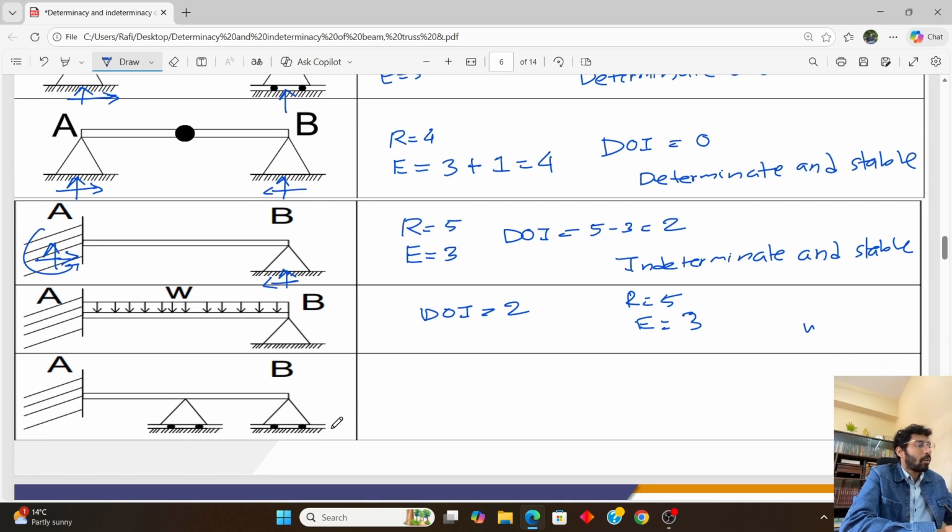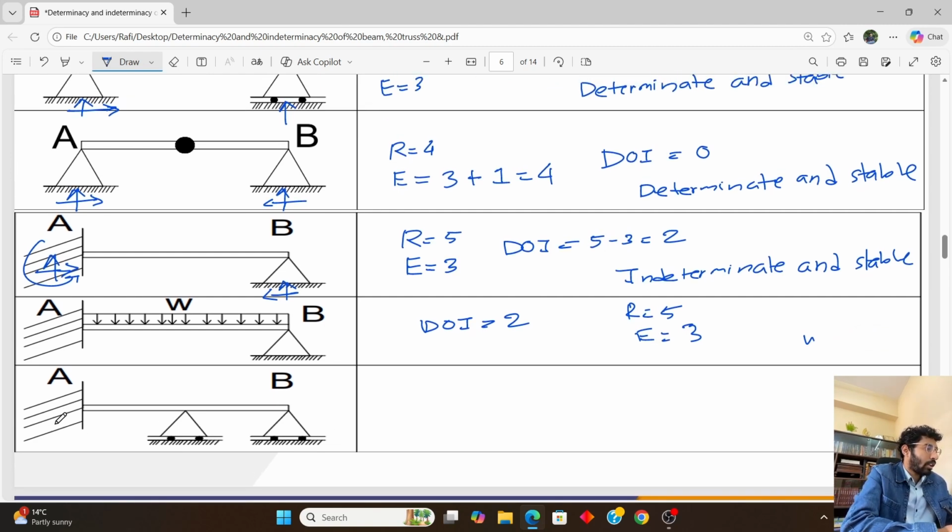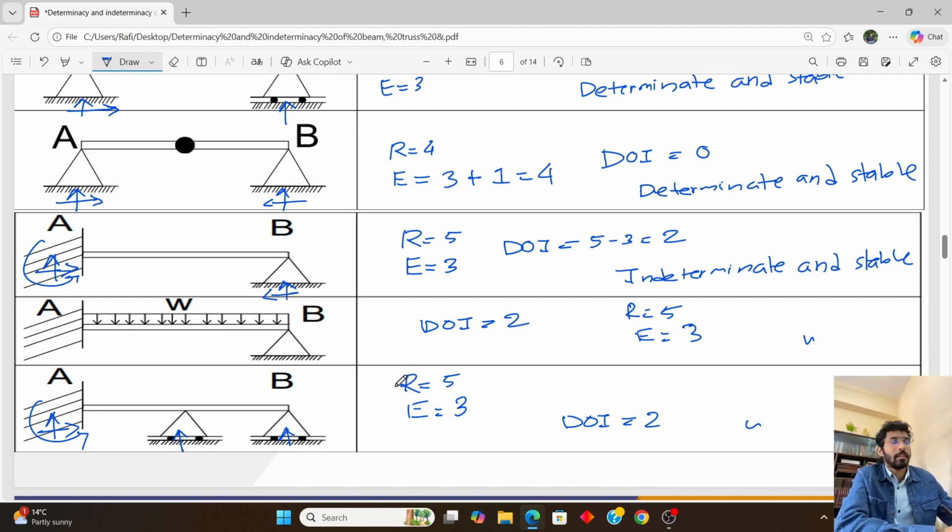If you look at the last problem, that is a fixed support acting at A and two roller supports acting at the other parts of the beam. So what will be the value? There are 3 unknowns at A: horizontal, vertical and moment. There will be one unknown reaction at the middle of the beam, and there will be another unknown reaction at B point. So the value of R will be 5, value of E will be 3, and DOI value will be 2, which will be an indeterminate and stable structure.